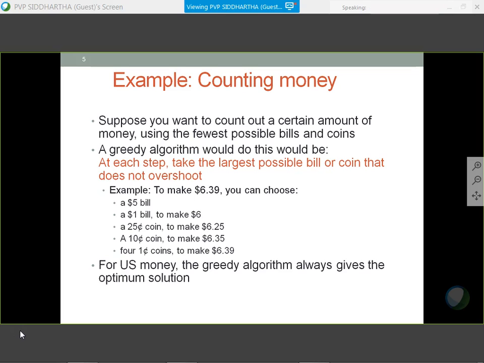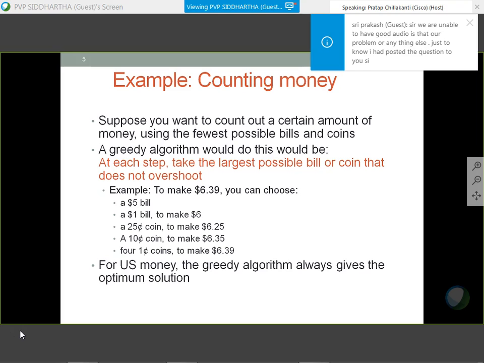Is there anyone who does not understand this? If you do not understand it, put it in chat. If you understand it.